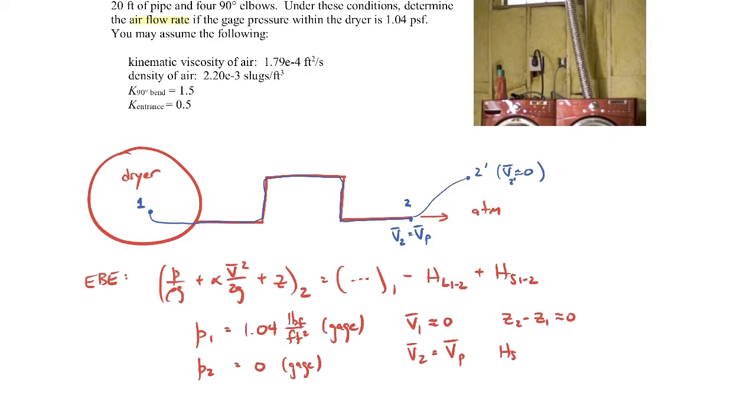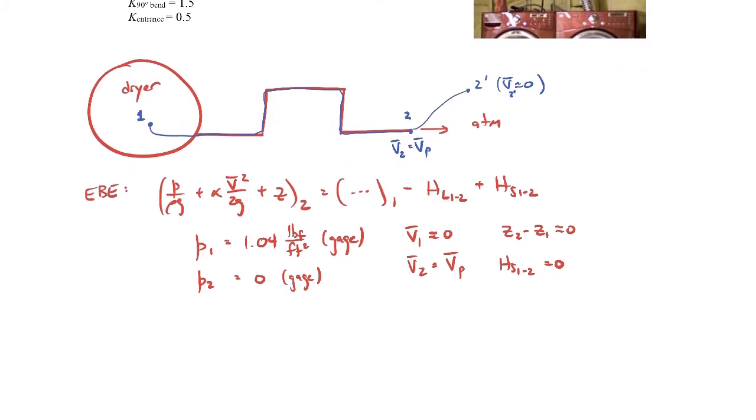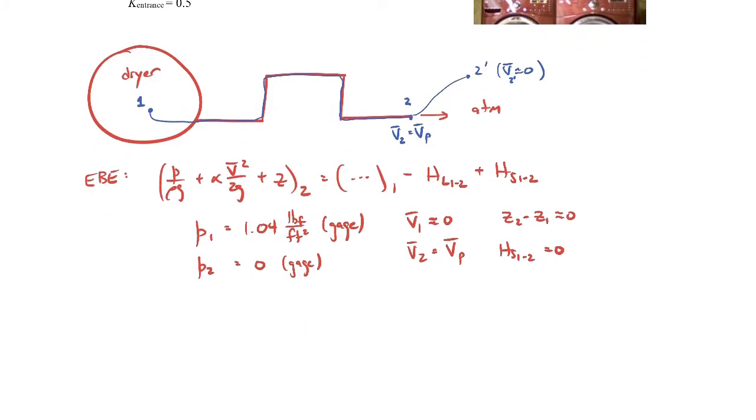The shaft head between 1 and 2 is 0 because we're assuming that there's no pump or turbine between points 1 and 2 here. The reason that we have flow between 1 and 2 is just because point 1 has a higher pressure than point 2, so it's just pushing the fluid through here. Now the head losses between points 1 and 2, let me write that down here, will include an entrance loss right there. So there's a minor loss there. Then we have 4 elbows. Those are also minor losses. And then we have a major loss as well. So let's write down all of those. Let's write the major loss first.